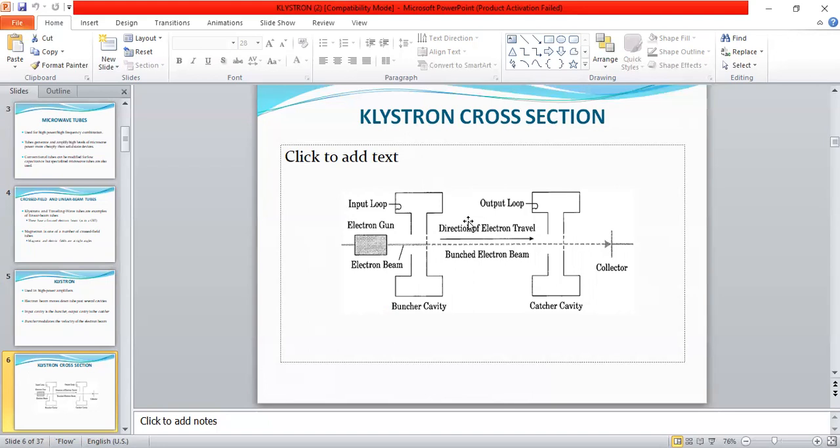Okay, so why have we considered a two cavity, after that four cavity, six cavity, eight cavity? If you increase the number of cavities, the power amplification also increases, and the efficiency of the klystron amplifier also increases. So that is the advantage of more cavities. If you increase more and more cavities, the efficiency of the klystron amplifier also increases.